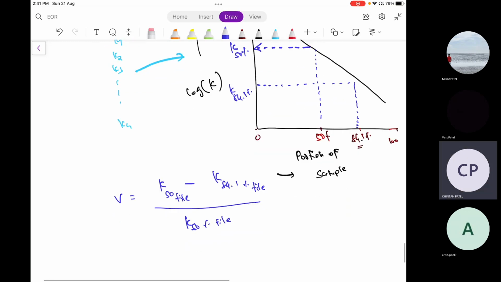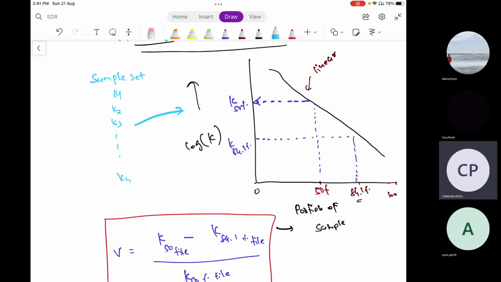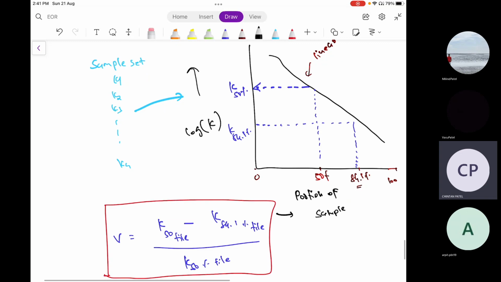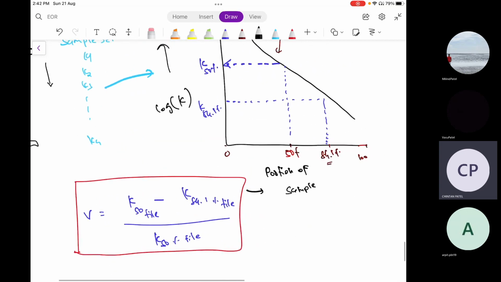So we are going to calculate this V value based on the 50 percentile value minus the 84.1 percentile value, divided by the 50 percentile value. Let's say we have n number of samples, and I arrange them in ascending order, so the lower value is at the top and the highest value at the bottom. Let's say I calculate the percentile for each. Here this is the median value. You understand what the median is?